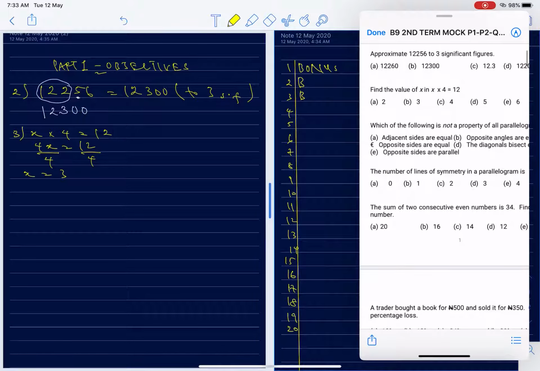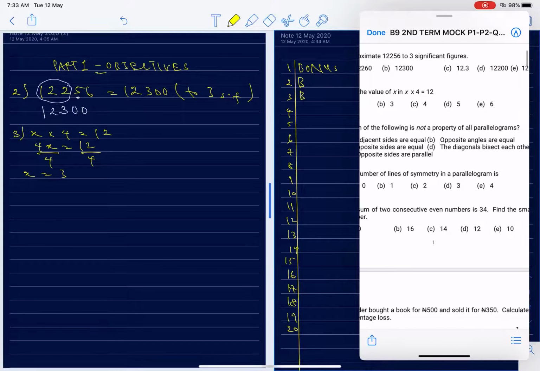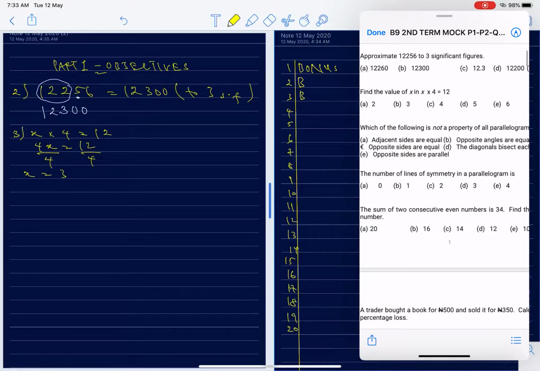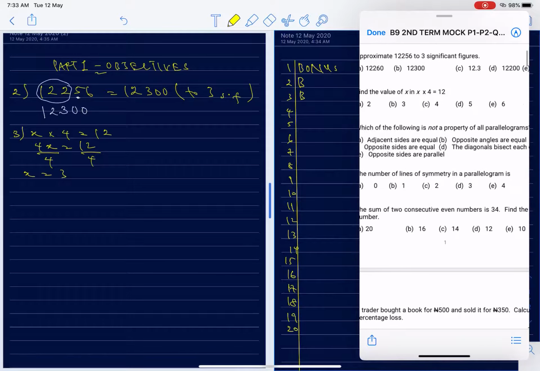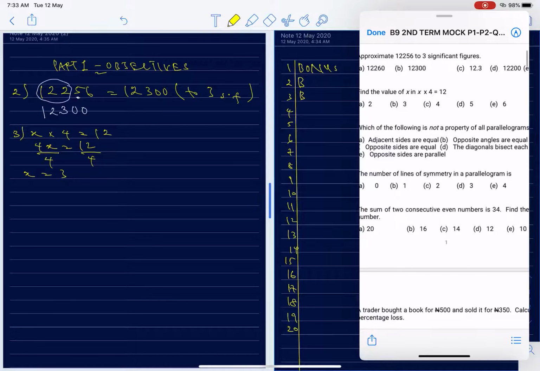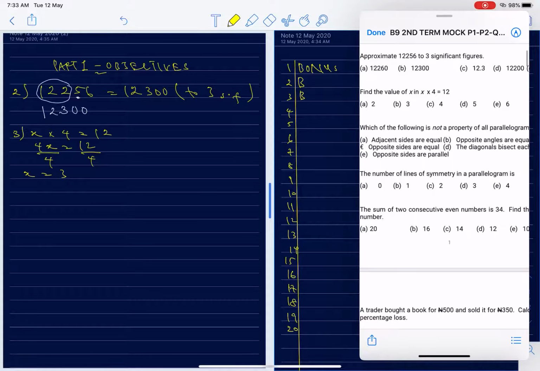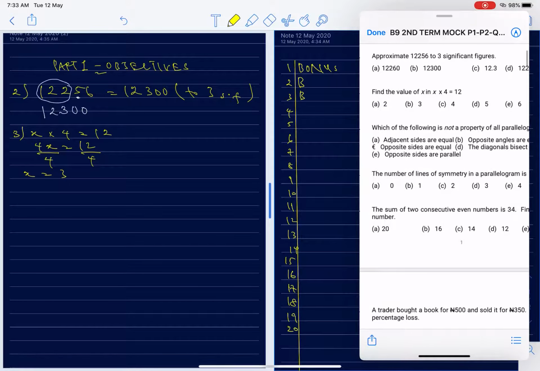Are the opposite angles of a parallelogram equal? Opposite angles are equal, opposite sides are equal. The diagonals bisect each other, that's correct. Opposite sides are parallel. Adjacent sides are equal. And the correct answer to that is A. Adjacent sides of a parallelogram are not equal.